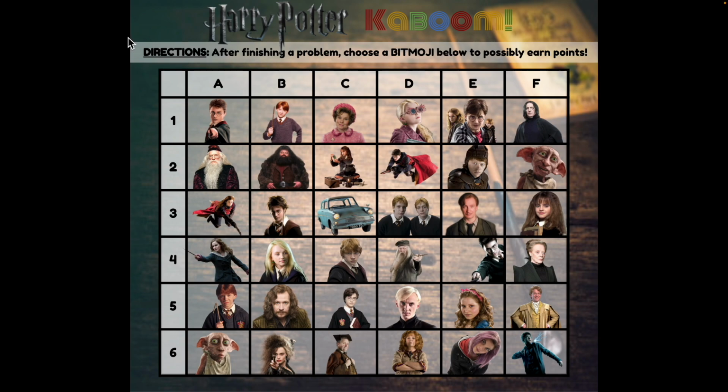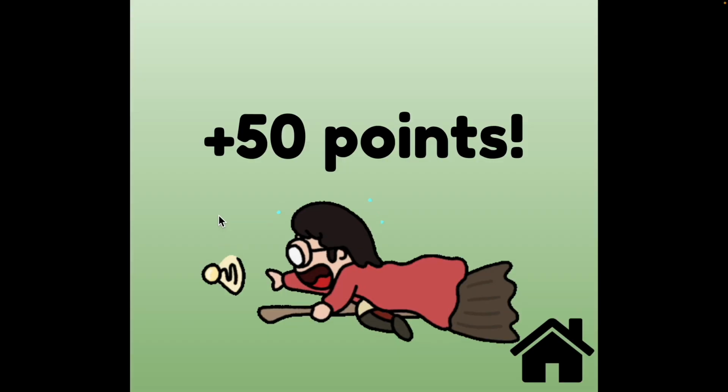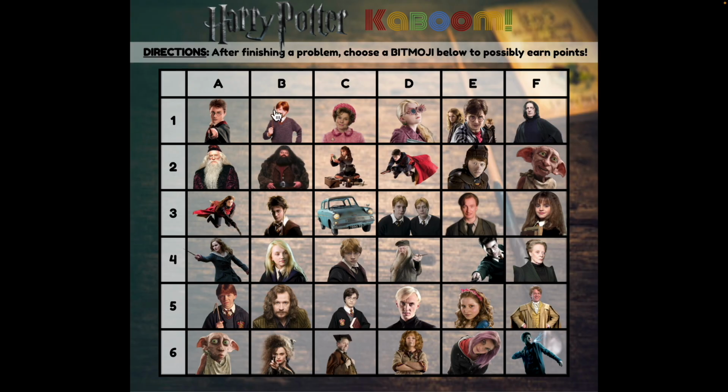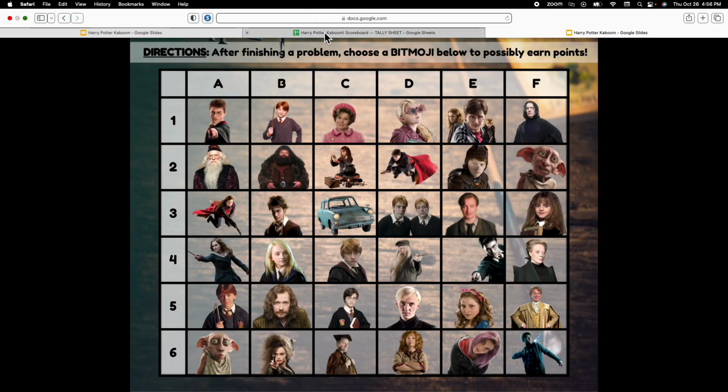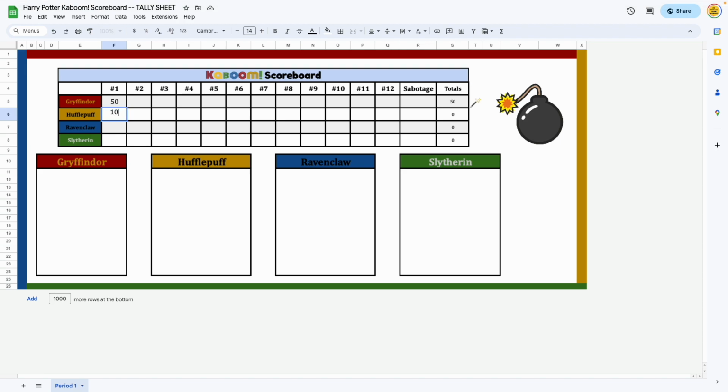Now they pick. I would not allow them to pick C4, so they would have to pick anything other than C4. Let's say this group picks A3. Oh, this team also got 50 points, or let's try to go for a different one. Okay, so this group gets 100 points. So I'm going to go to Hufflepuff and put in 100 here. Basically, that's how it works.